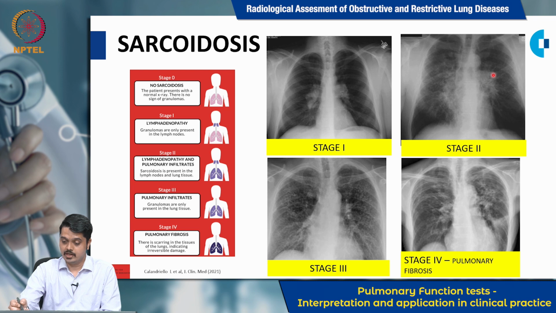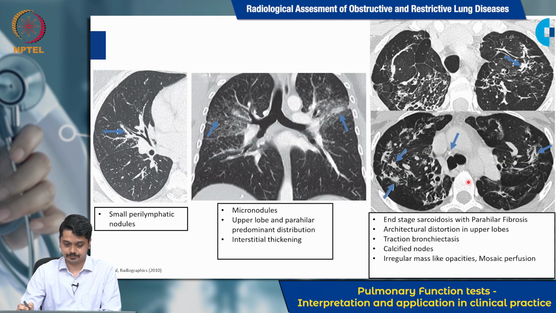In stage 2, we will be finding hilar lymphadenopathy with multiple lung infiltrates. In stage 3, hilum will be normal, only lung infiltrates will be seen. In stage 4, there will be upper and mid zone lung fibrosis.